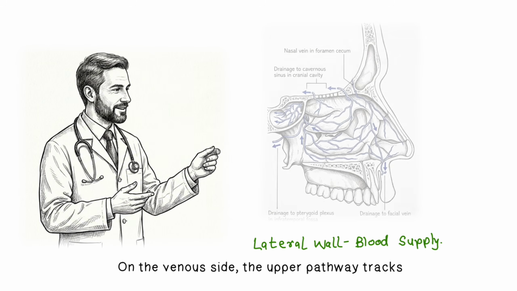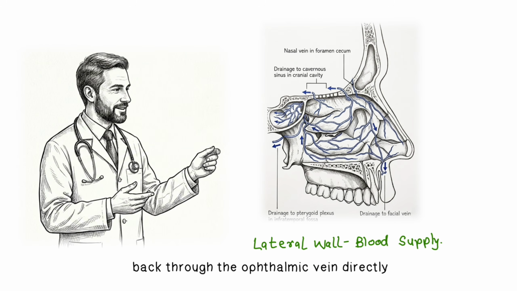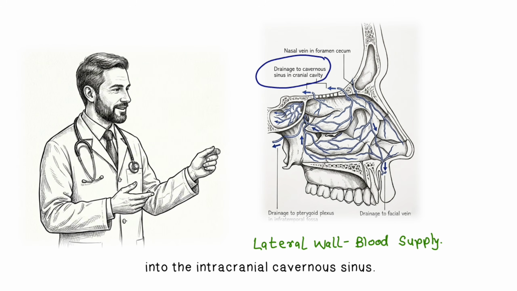On the venous side, the upper pathway tracks back through the ophthalmic vein directly into the intracranial cavernous sinus. This is why untreated infections in the upper nasal cavity are incredibly dangerous. They have a direct highway to the brain.